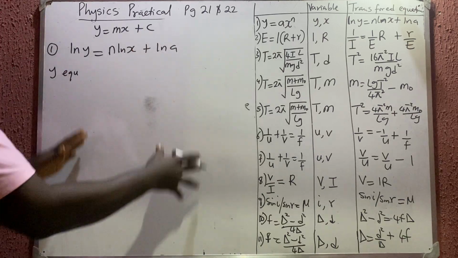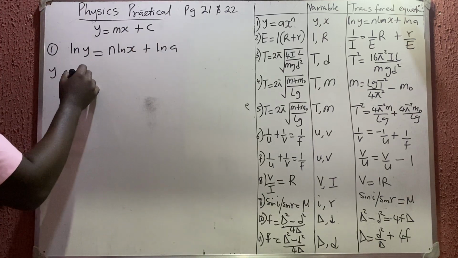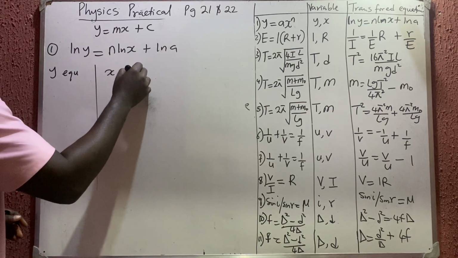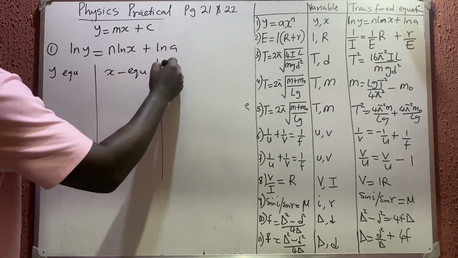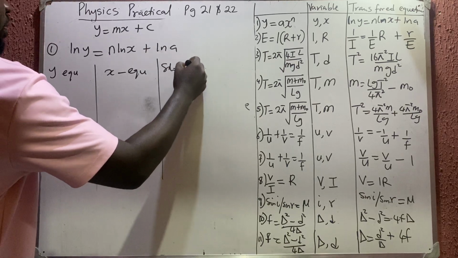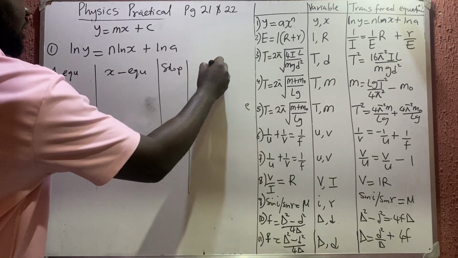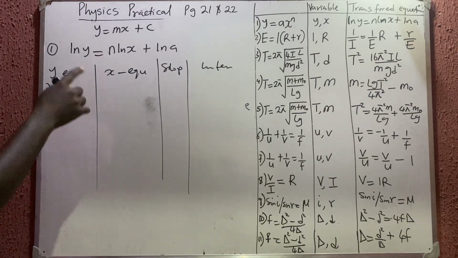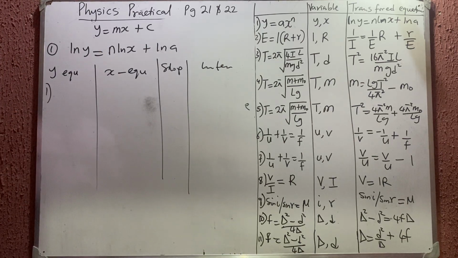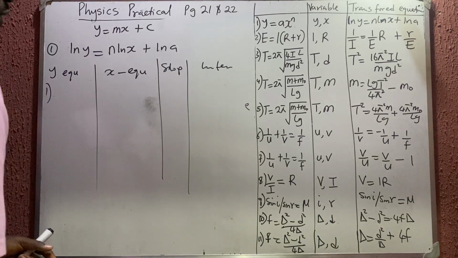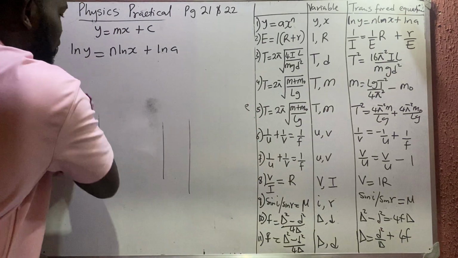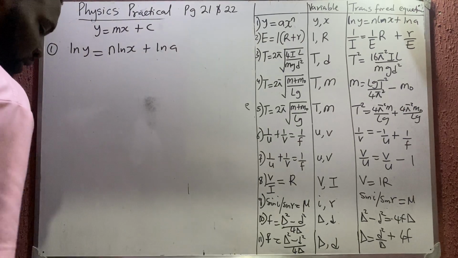you make it in a tabular form, please. You can make it y equivalent, x equivalent, your slope, then your intercept, so that you can be writing it for number one. But I don't want to make my own in a tabular form because there won't be space for me to be solving it, so I'll just be writing it out. After writing number one, we move to number two. So this is how you make your own.